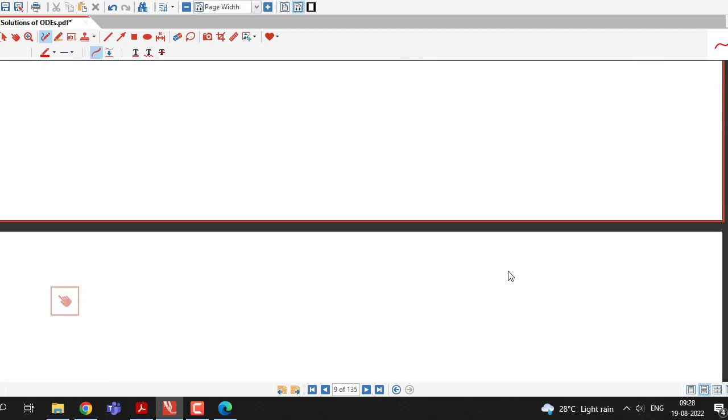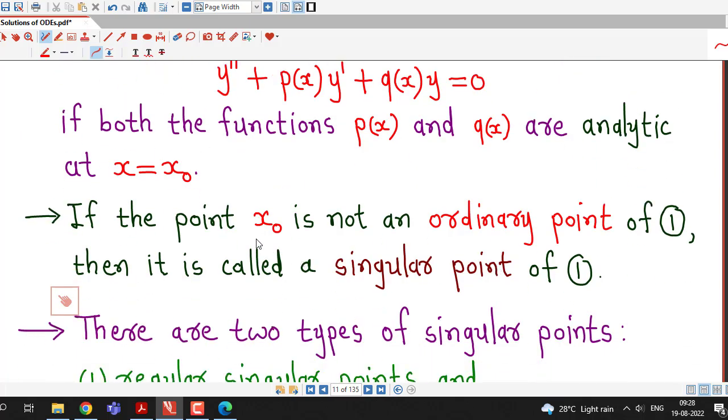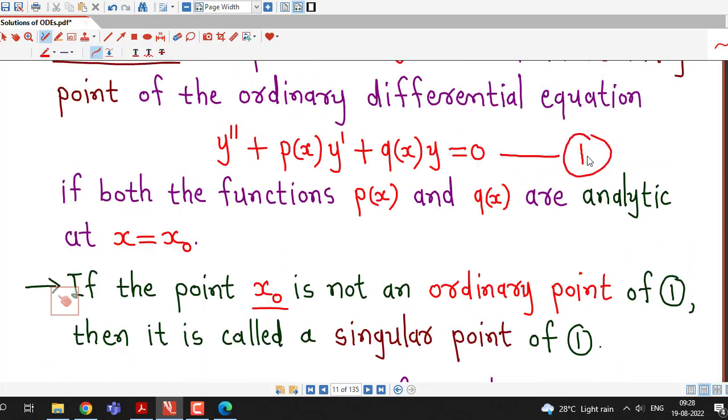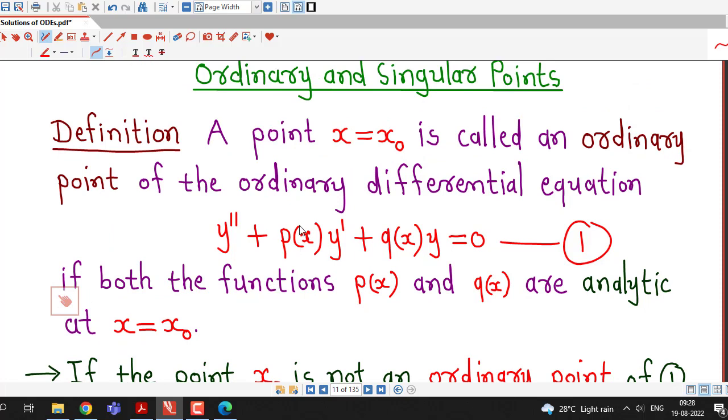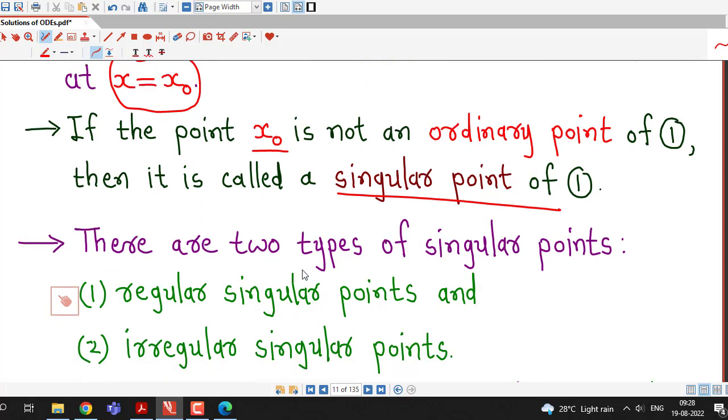So another definition is singular point of a differential equation. If the point x0 is not an ordinary point of differential equation 1, then it is called singular point of differential equation 1. And ordinary point means these two functions p(x) and q(x) are analytic at those points. Ordinary points are those points at which p(x) and q(x) are both analytic. Now if our point is singular point, then again there are two classifications. There are two types of singular points. One is called regular singular point, another is irregular singular point.